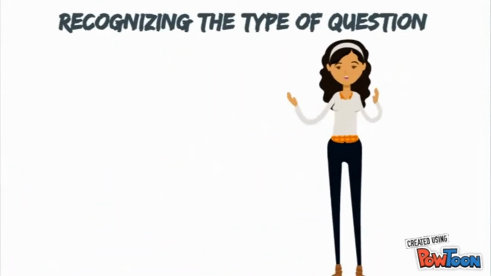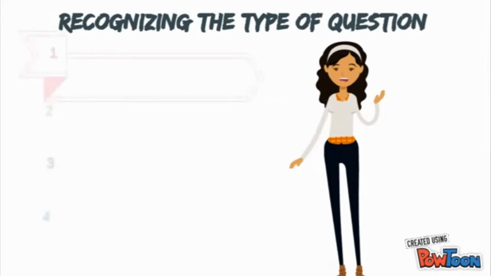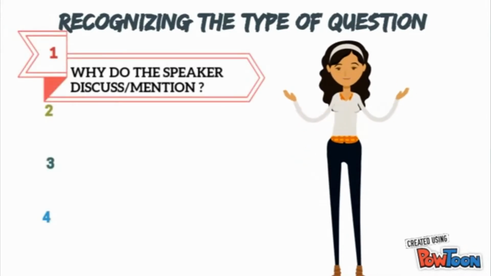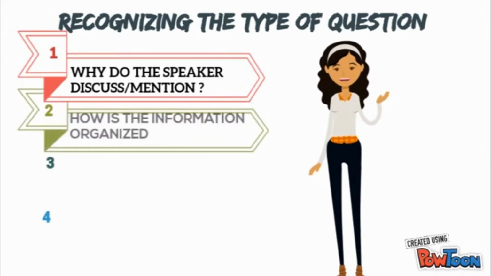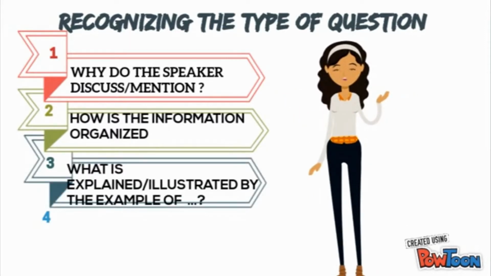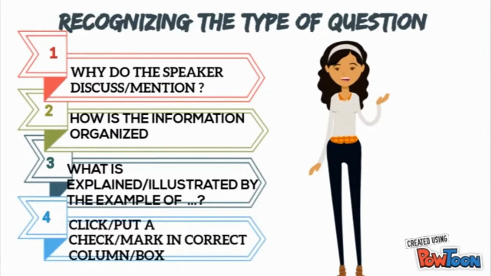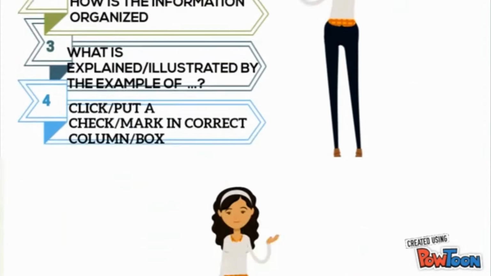You can recognize organization questions because they often include phrases like, why does the speaker discuss or mention? How is the information organized? What is explained or illustrated by the example of? Click, or put a check or mark in the correct column or box.